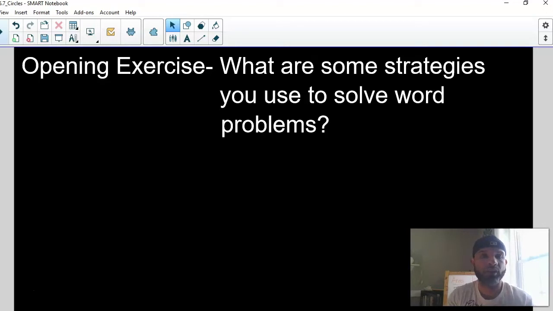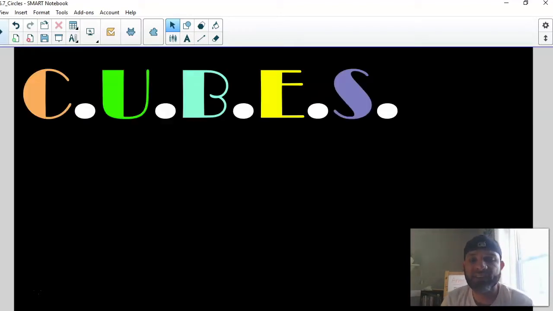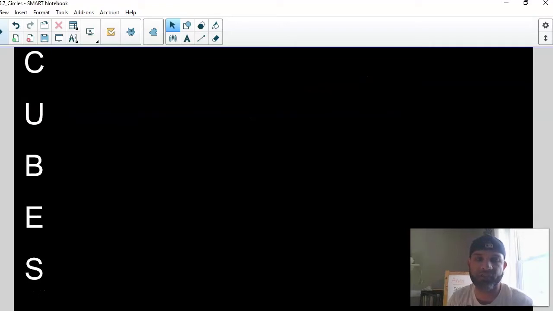All right, so assuming you did that, the strategy that we're going to be using today, and maybe you said this, is called CUBES, where each letter represents a certain step in solving a word problem. It's a nice way to organize our thoughts and really just peel back the problem to get the answer that it's asking for. So CUBES, each letter stands for something.